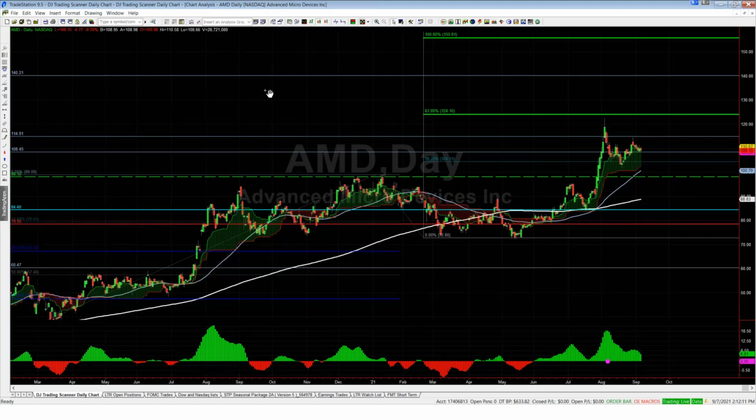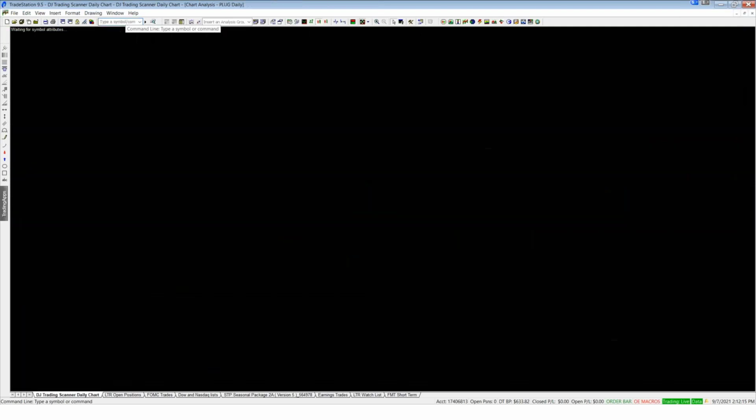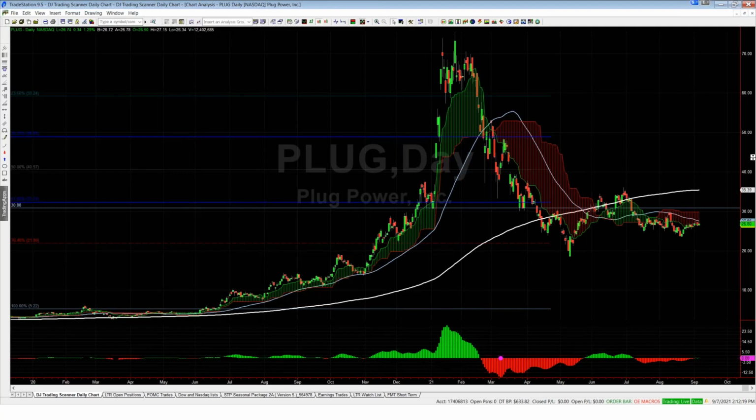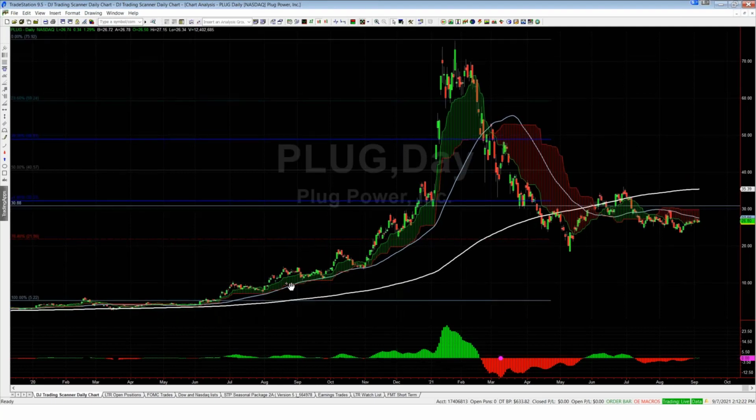All right, Plug. I like Plug. It's an interesting company. Hydrogen power cells, and they are volatile. Okay. Now here's something interesting. Here was obviously a big impulsive move, and then it cratered. This red line, if you can see it, right? Fibonacci retracements are good unless they go too deep. When they go below this red line, it's too deep.